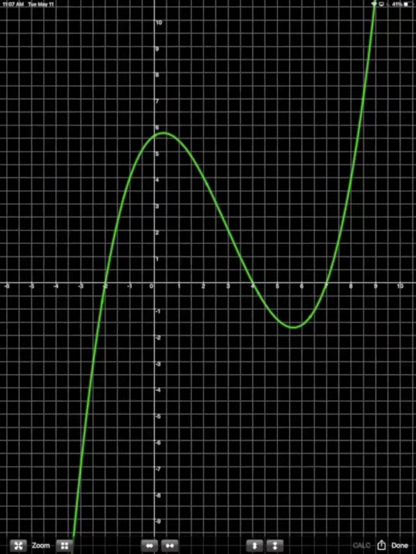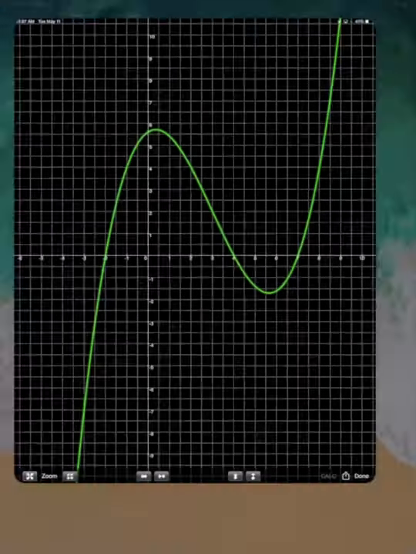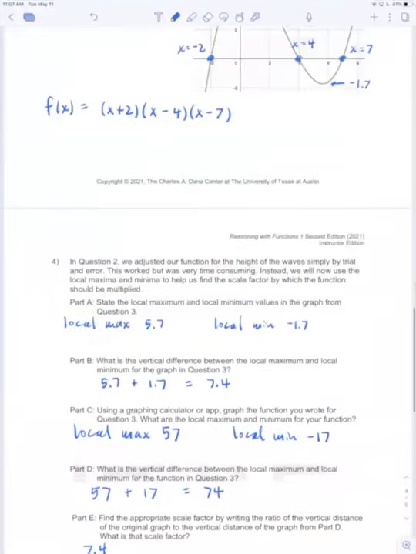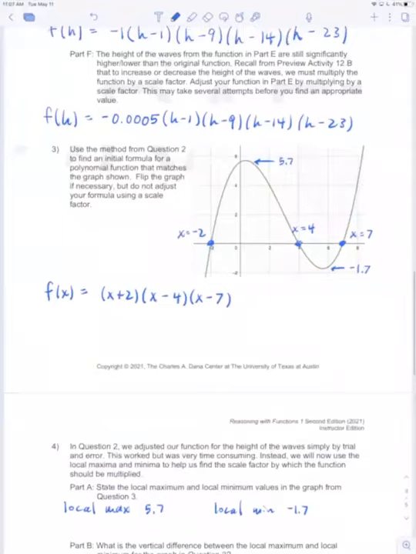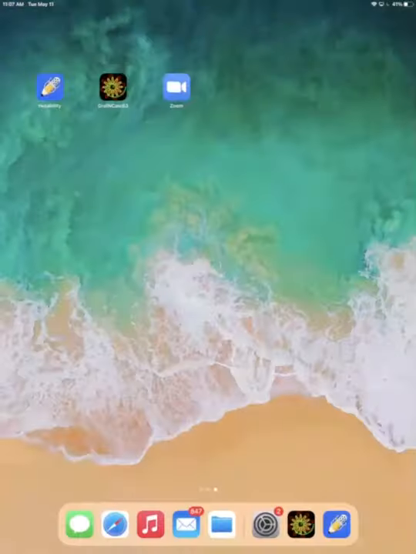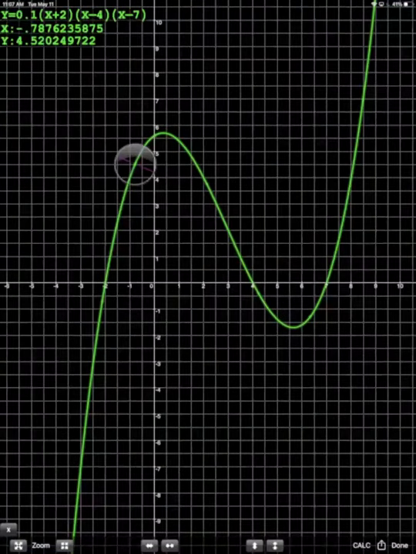So by the original, I'm going to go back to a picture that we had here, and it looks a lot like that. So the max is 5.7, min is negative 1.7. Let's just check that out. 5.7 roughly, and then roughly negative 1.7. So this looks good.